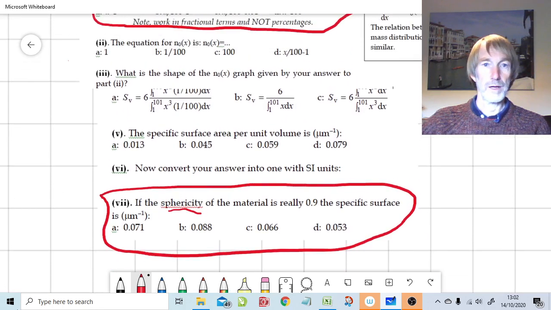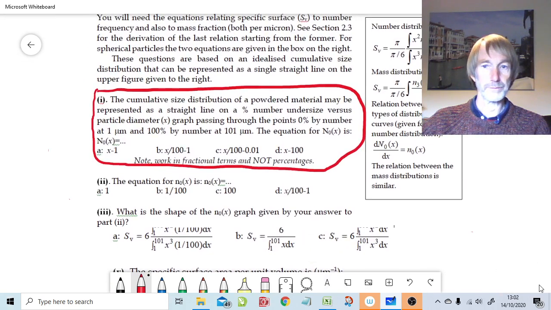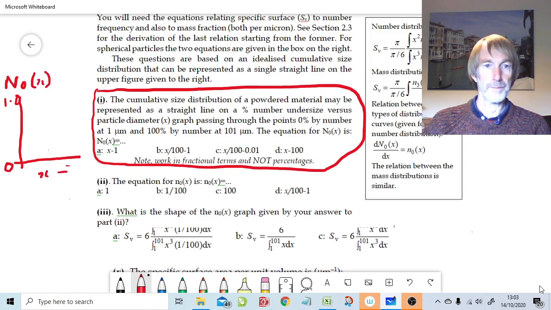Okay then, so let's try and answer this question as best we can. This question says the cumulative distribution, so we're going to go from 0 to 1.0, and this is our cumulative distribution n naught x on that axis, particle size along this axis. We're going to go from 1 micron to 101 microns. So that's 1 to 101. And it's a straight line, looking something like that.